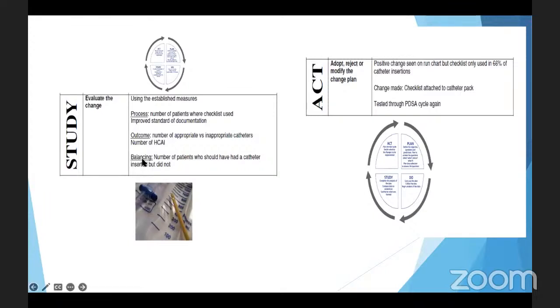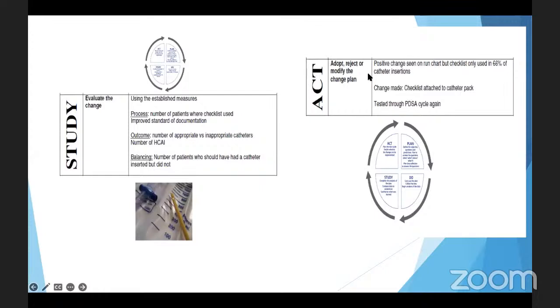And here a term is written, balancing. Balancing in this context basically refers to a confounding, involving patients who should have had a catheter but did not get one. So that's just something they've mentioned, a consideration that they took, okay.